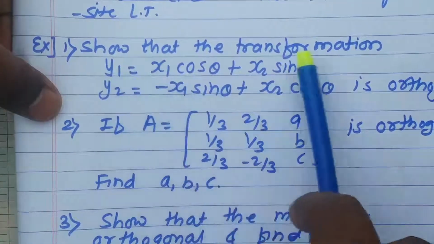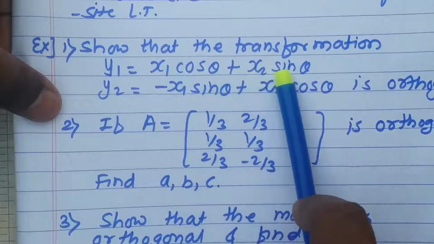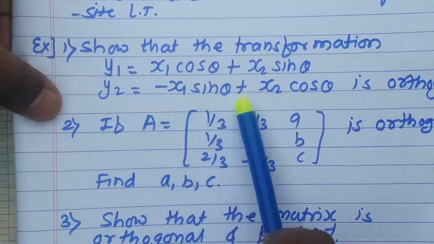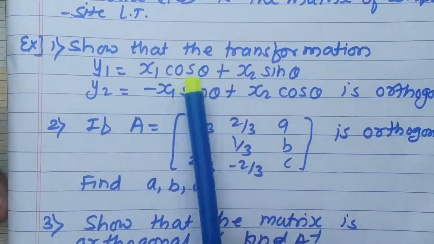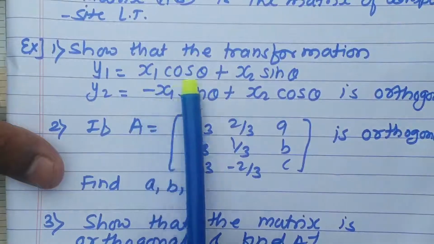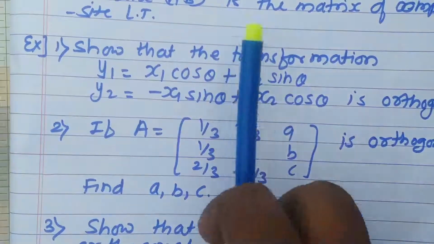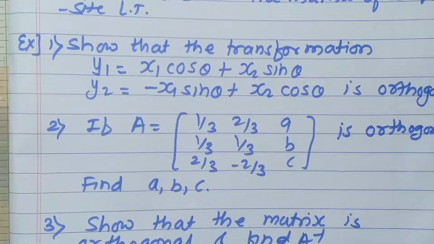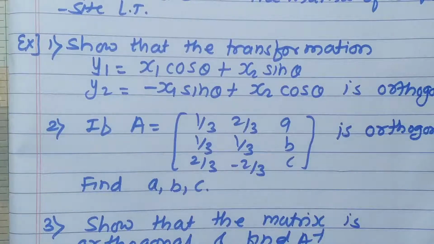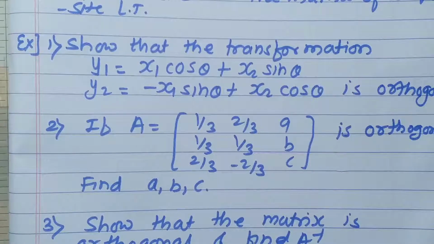First example: show that the transformation y1 equal to x1 cos theta plus x2 sin theta, y2 equal to minus x1 sin theta plus x2 cos theta is orthogonal. So this is a transformation that maps x to y. If you write this in matrix form, it is y equal to Ax. If the matrix A of this transformation is orthogonal, then the transformation is called an orthogonal transformation. So we need to show that the matrix of the transformation is orthogonal.